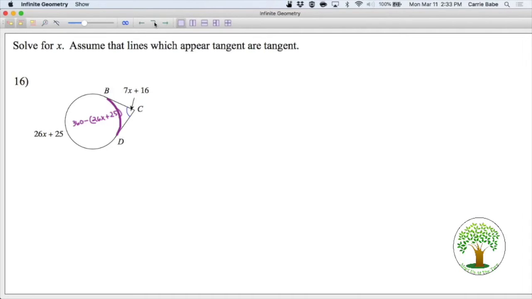All right, so how are we going to write an equation for this? 7x plus 16 equals 1/2. Are we subtracting some stuff? Are we subtracting these two, or are we adding the two? Subtracting. What are we writing first? Are we writing the 26x plus 25 or the 360 minus all that stuff? The 26x plus 25.